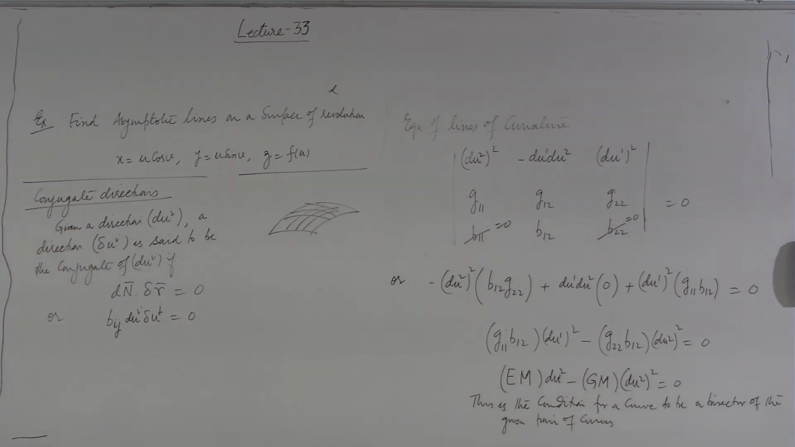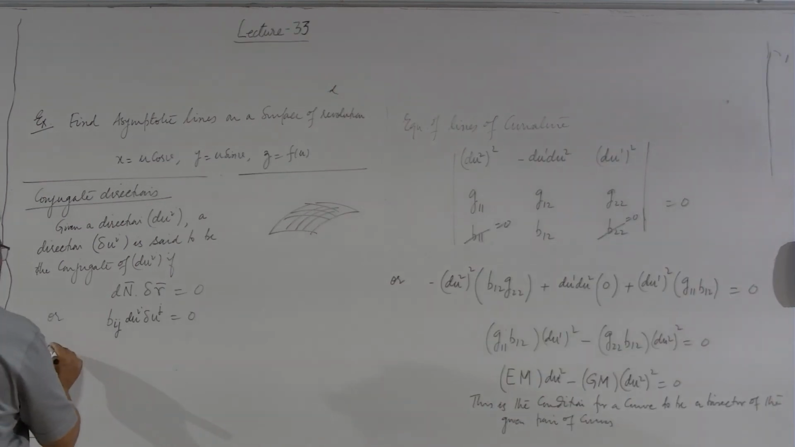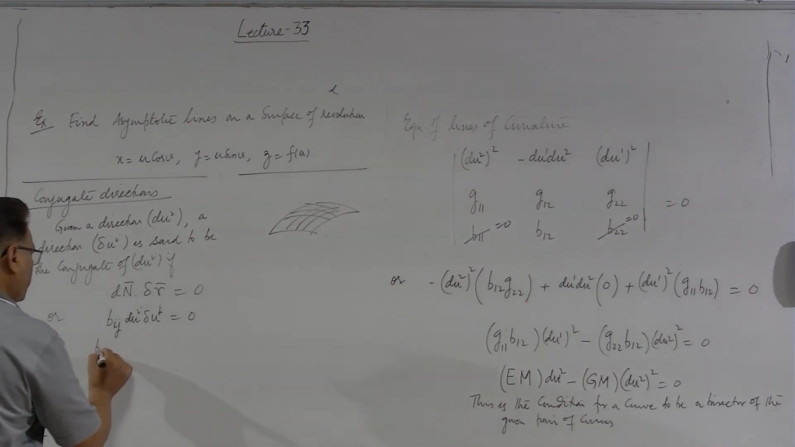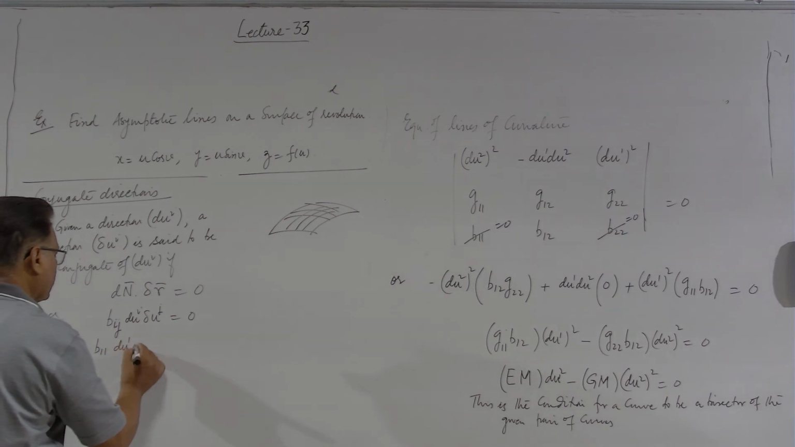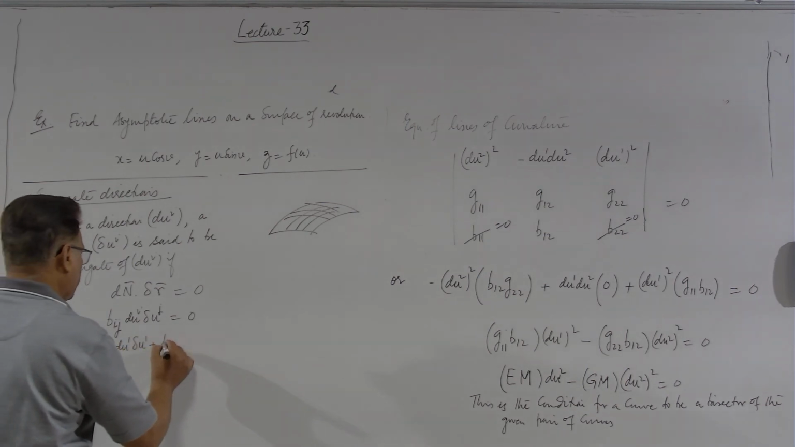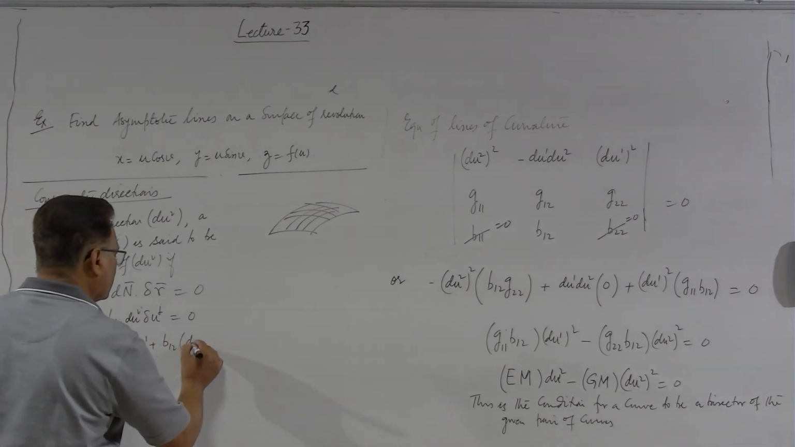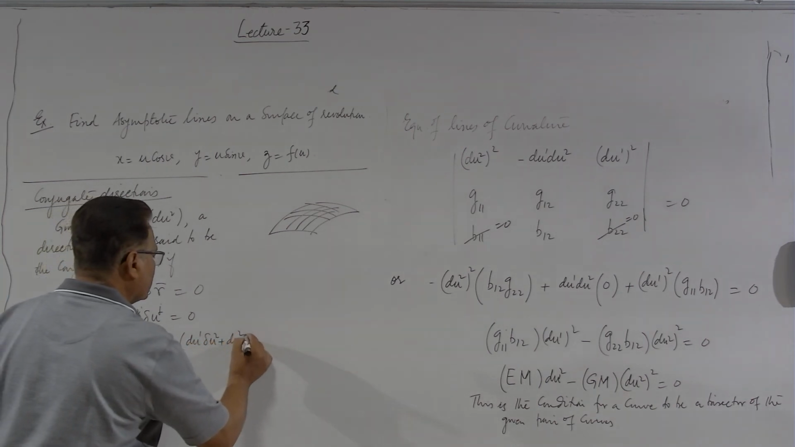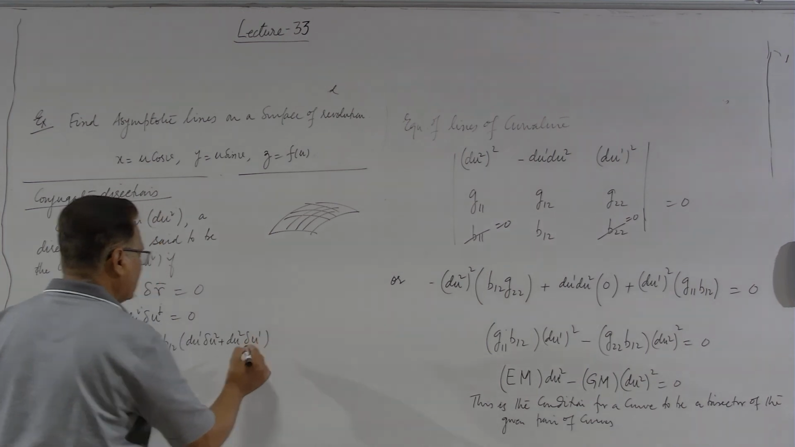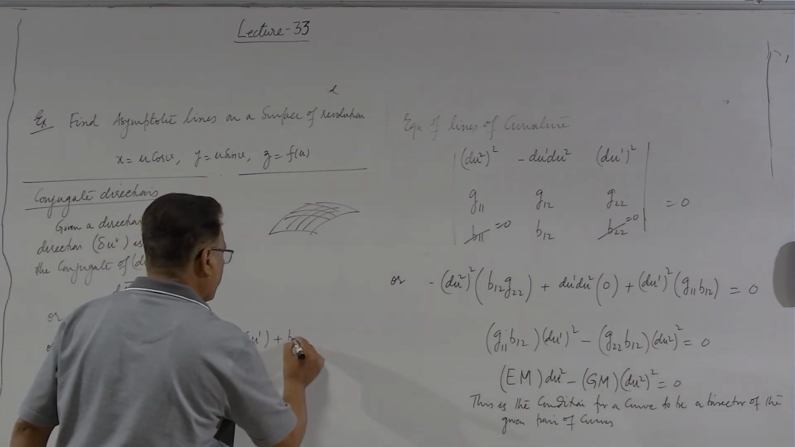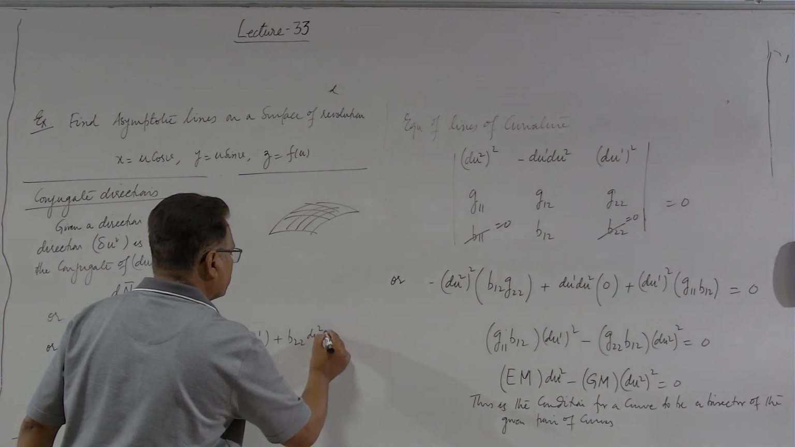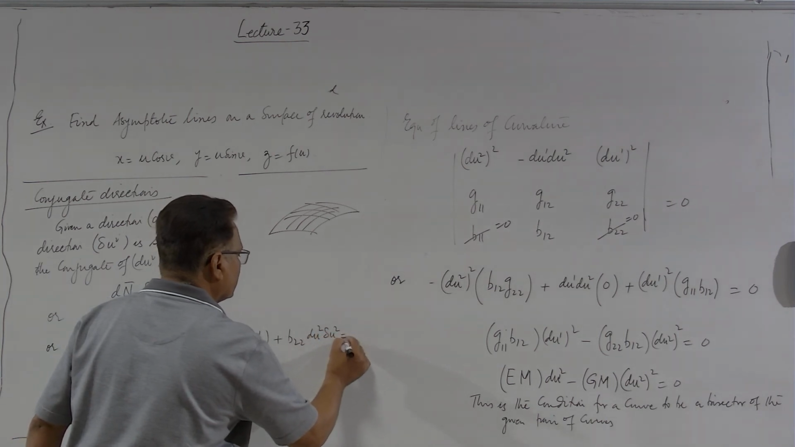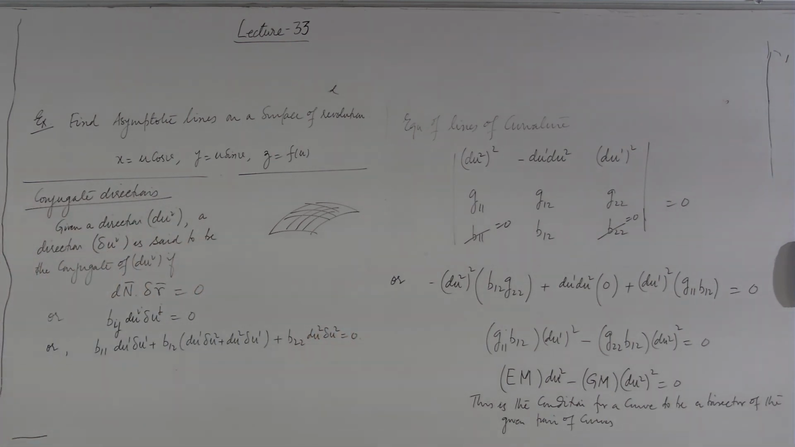Okay. In the expanded notation, it can be rewritten as b11 du1 delta u1 plus b12 (du1 delta u2 plus du2 delta u1) plus b22 du2 delta u2 equal to 0. So, this becomes a condition for two directions to be conjugate.